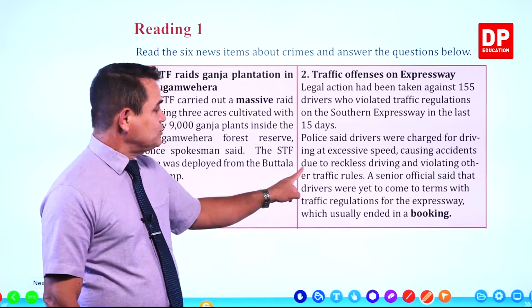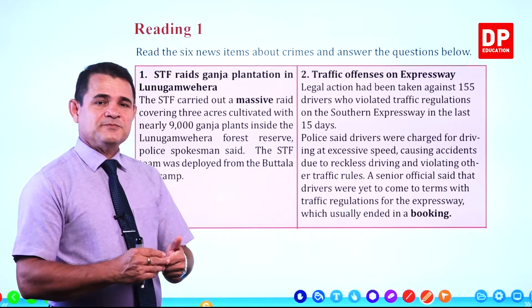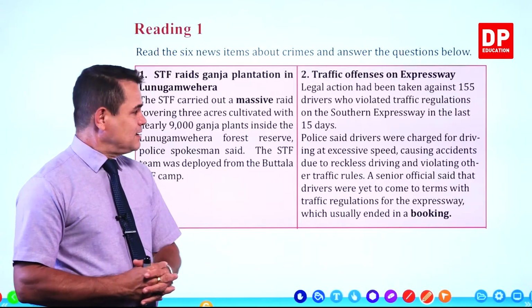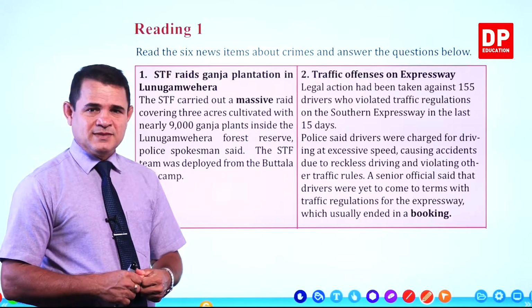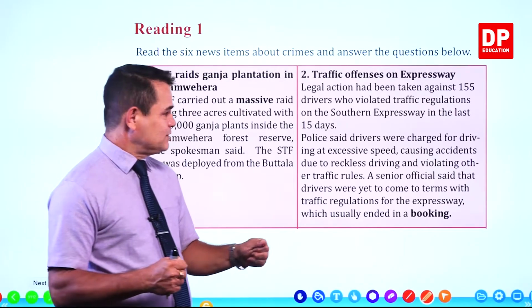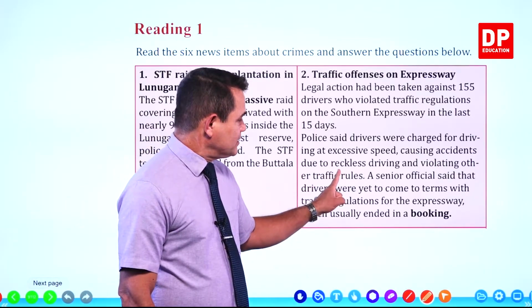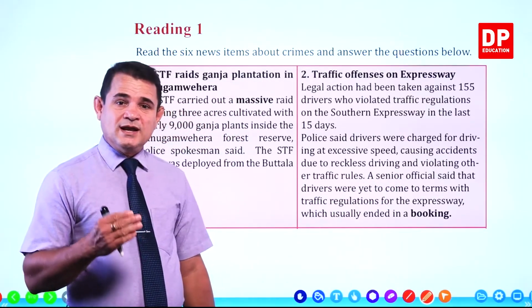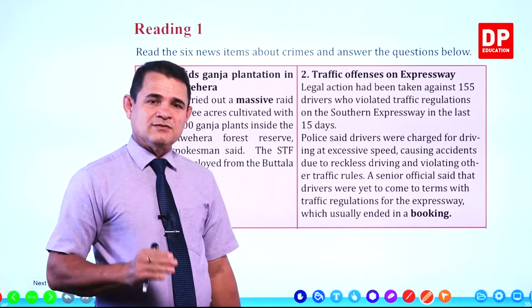Causing accidents due to reckless driving. Excessive speed causes accidents. Reckless means not careful, careless, with no caution, driving that causes various accidents. Reckless driving and violating other traffic rules. Violating other traffic rules. Violate, break.